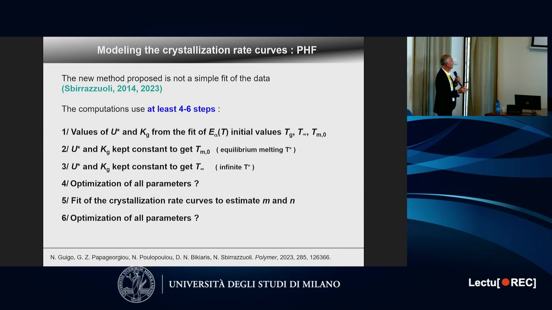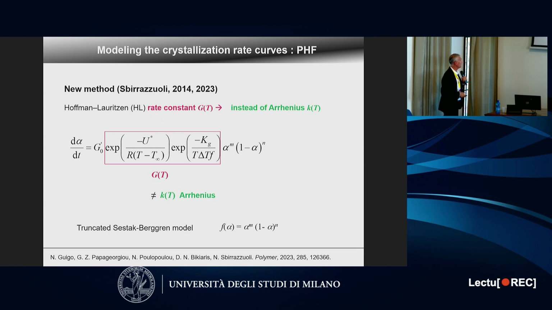I obtain U star and Kg. Then I keep U star and Kg constant and I try to estimate equilibrium melting temperature and so on and so on. Step by step, finally I fit the crystallization rate curve, and each time I fit 1 or 2 parameters maximum, but not fitting all the data, to avoid overfitting.